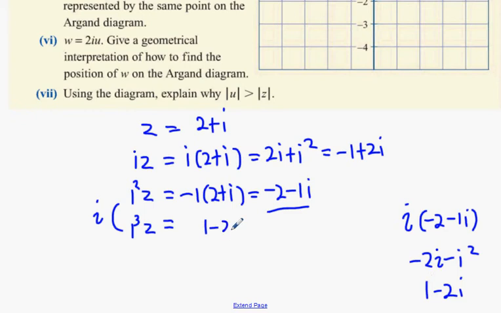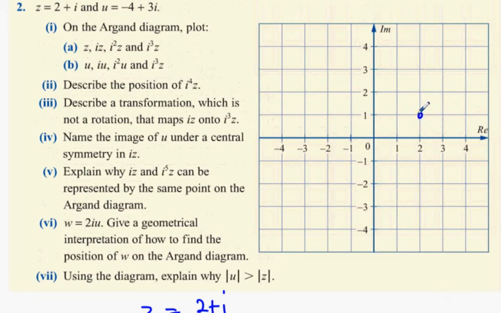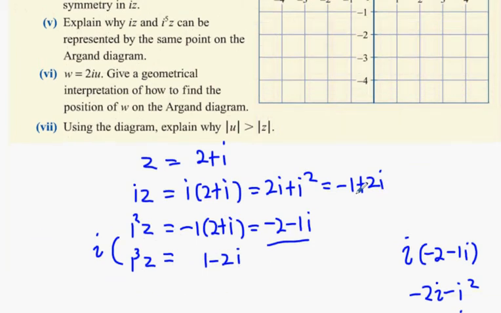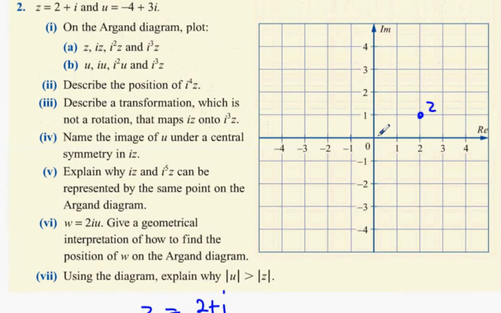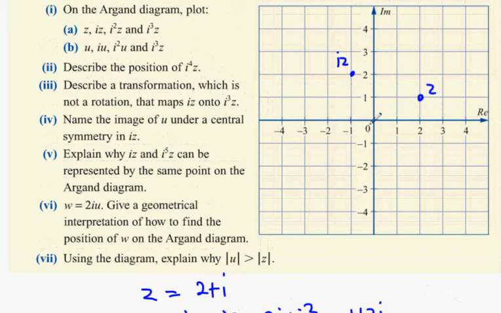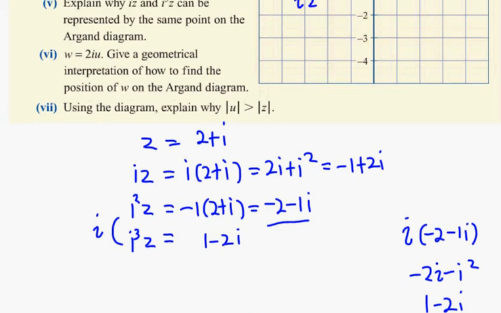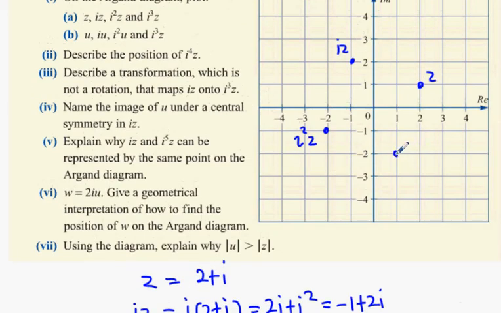Now, look what happens when I draw these out. The first one is 2 plus i. That's z. iz is minus 1 plus 2i. That's iz. The next one after that, i squared z. What's i squared z? Minus 2 minus 1i, and that's i squared z. And then finally after that, the last one, i cubed z is 1 minus 2i.